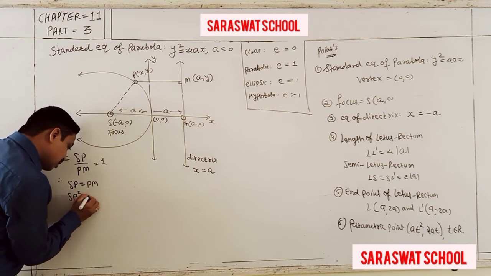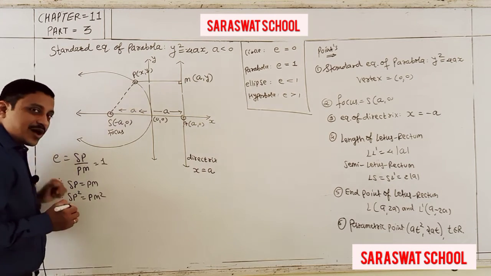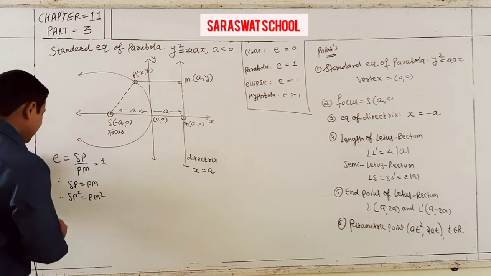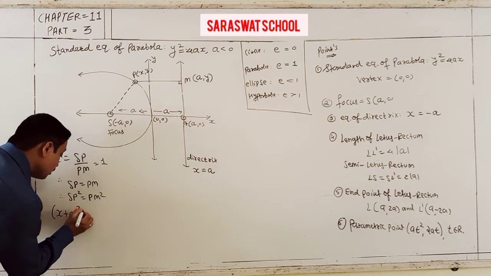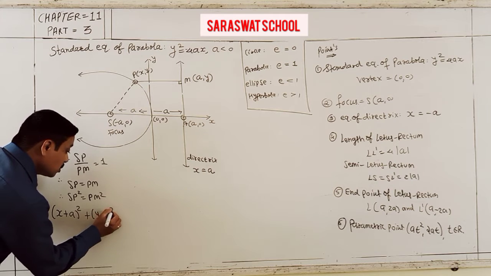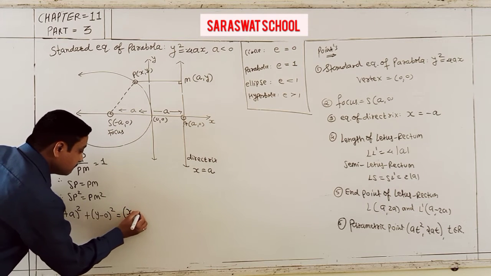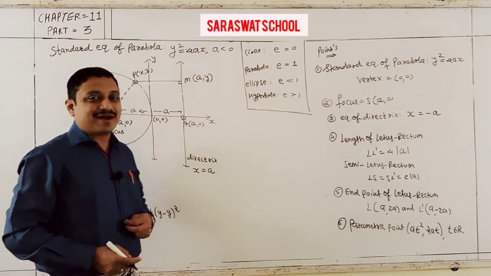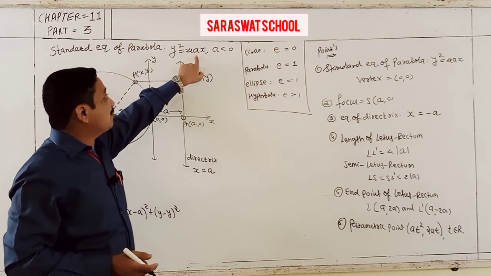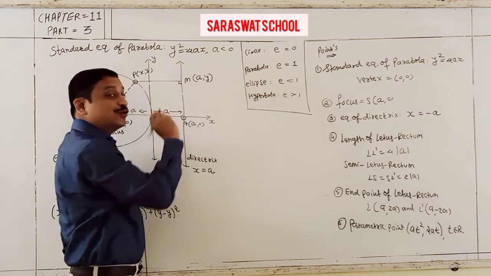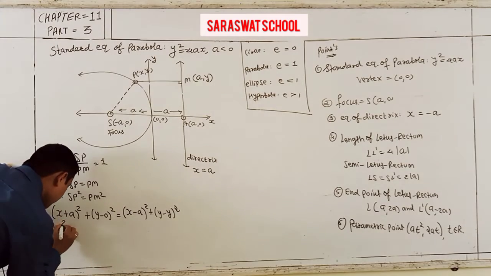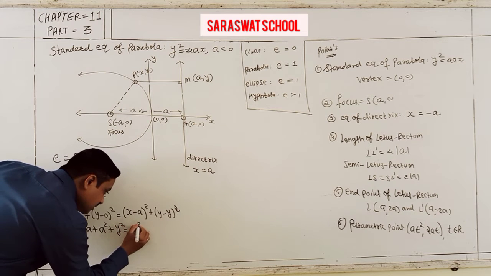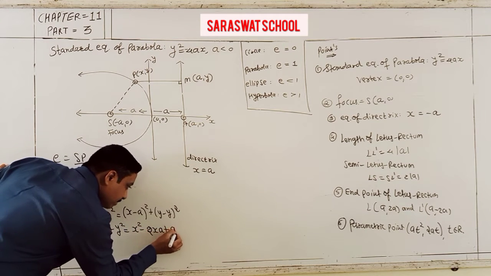You will use the distance formula, so making square on both sides. SP square is equal to PM square. Apply the distance formula on it now: (x plus a) square plus (y minus 0) square. Now P to M: (x minus a) square plus (y minus y) square. And totally expand. And you get this equation of parabola, y square is equal to minus 4ax. Students, here x square plus 2xa plus a square plus y square, same x square minus 2xa plus a square, and that is 0.